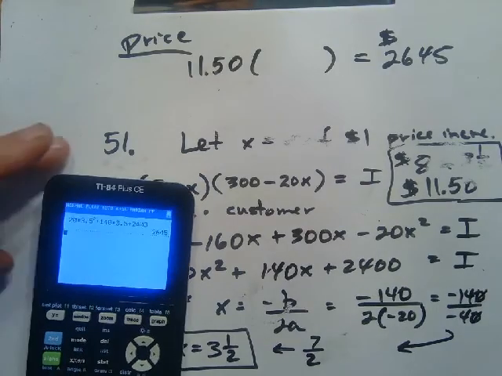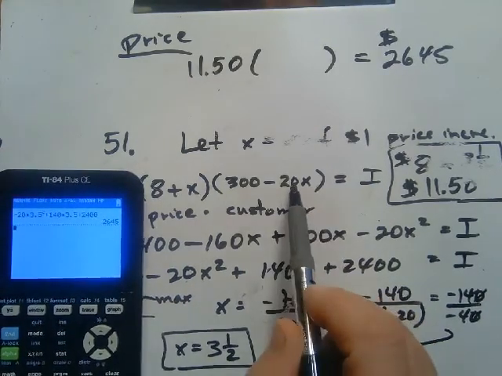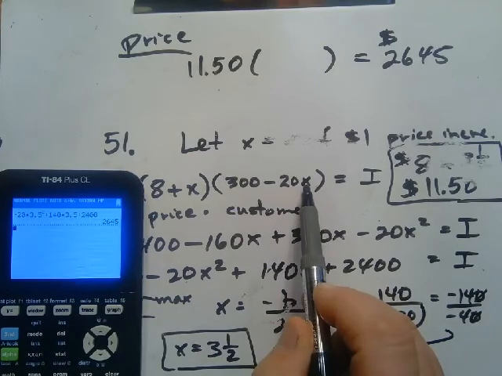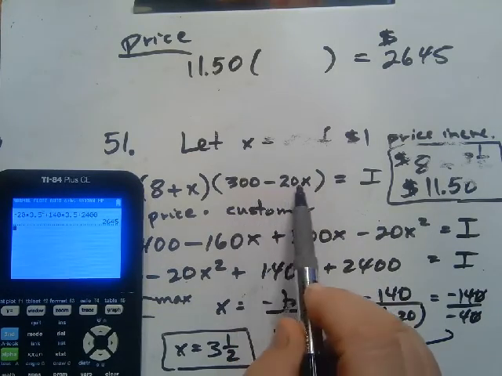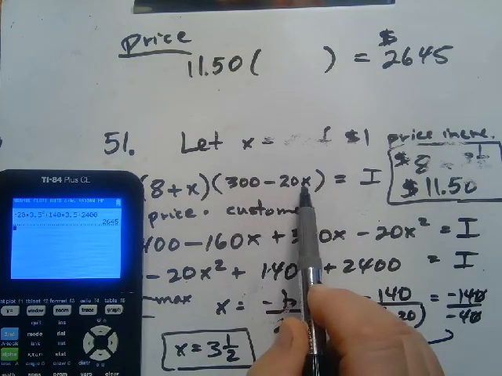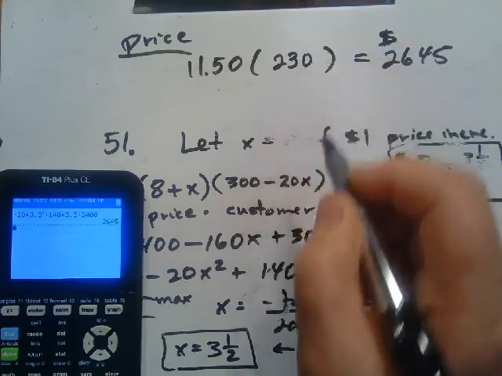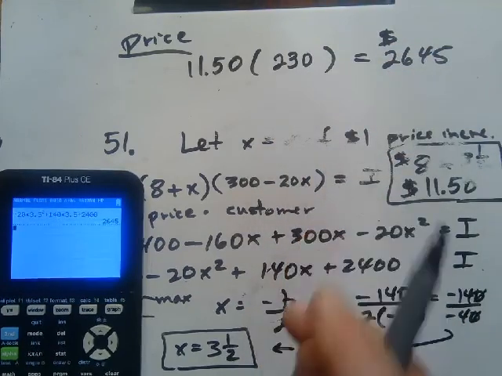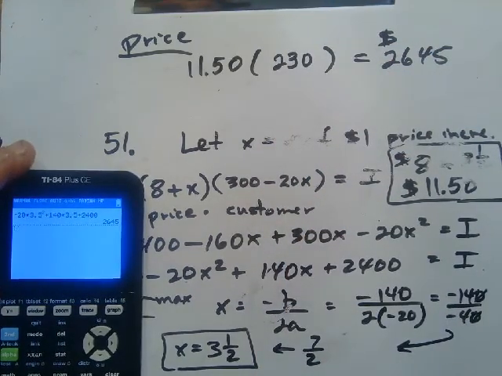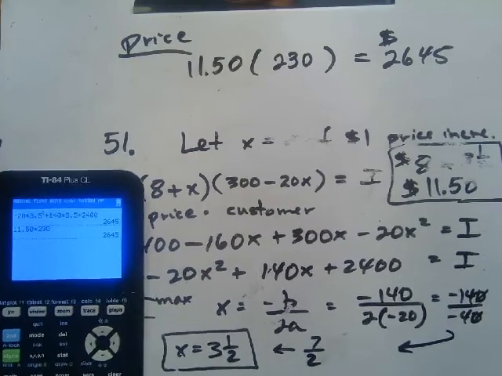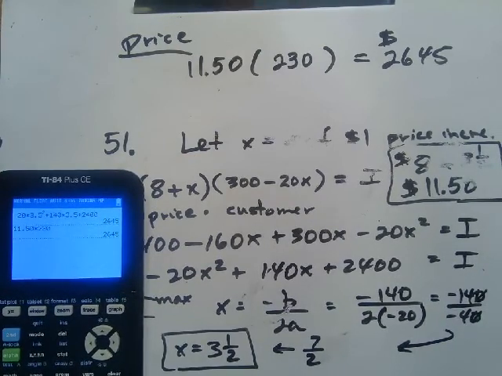Now, we don't know how many customers he has, but we could figure that out here. We could figure out how many customers he has by multiplying 20 times 3.5. That's 60, 70. It turns out he's got 200 and, 3.5 times 20 is 70, so he's got 230 customers. And we could figure it out that way too. Just to double check that, let's take his $11.50 that he's now charging times 230 customers, and yeah, we get the same amount.